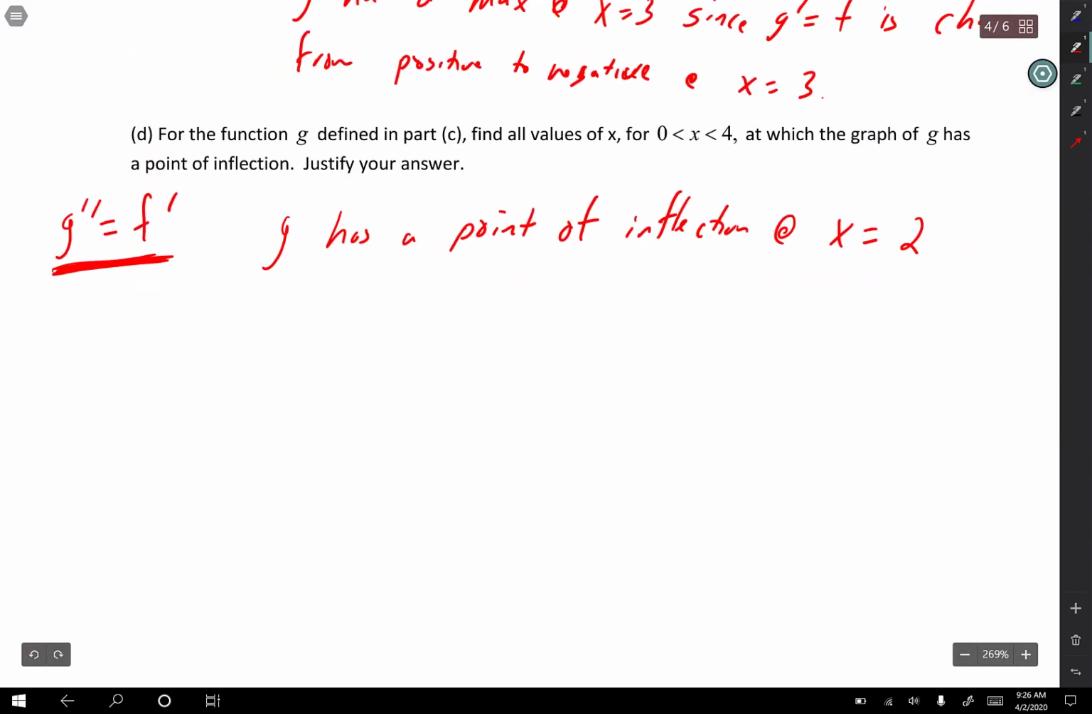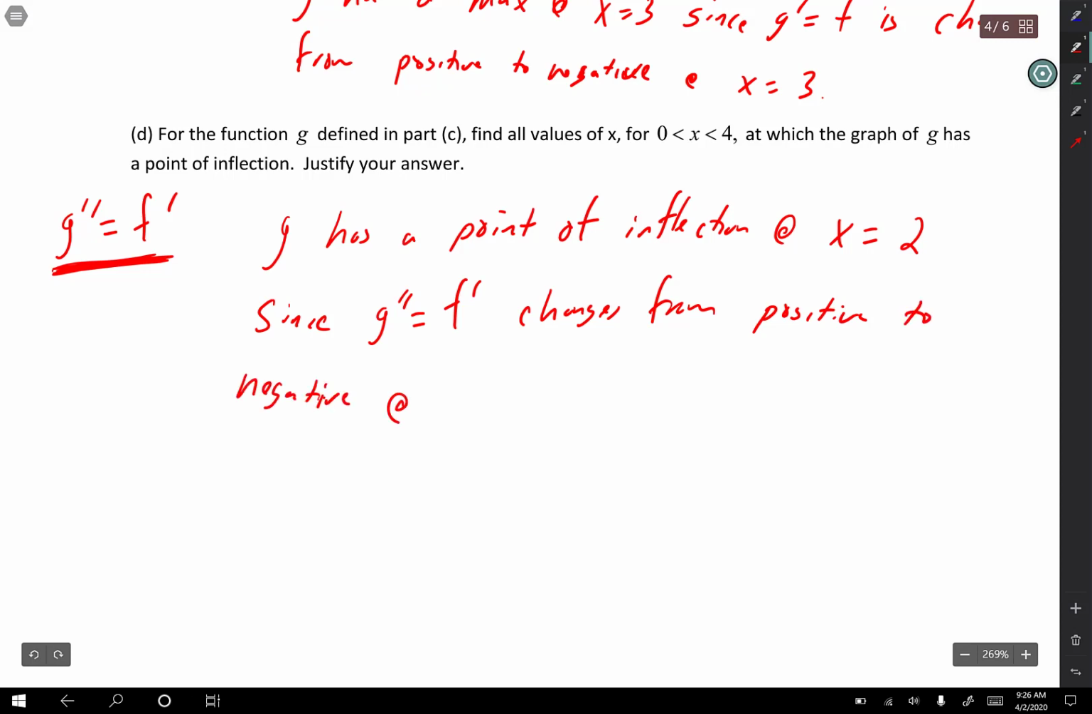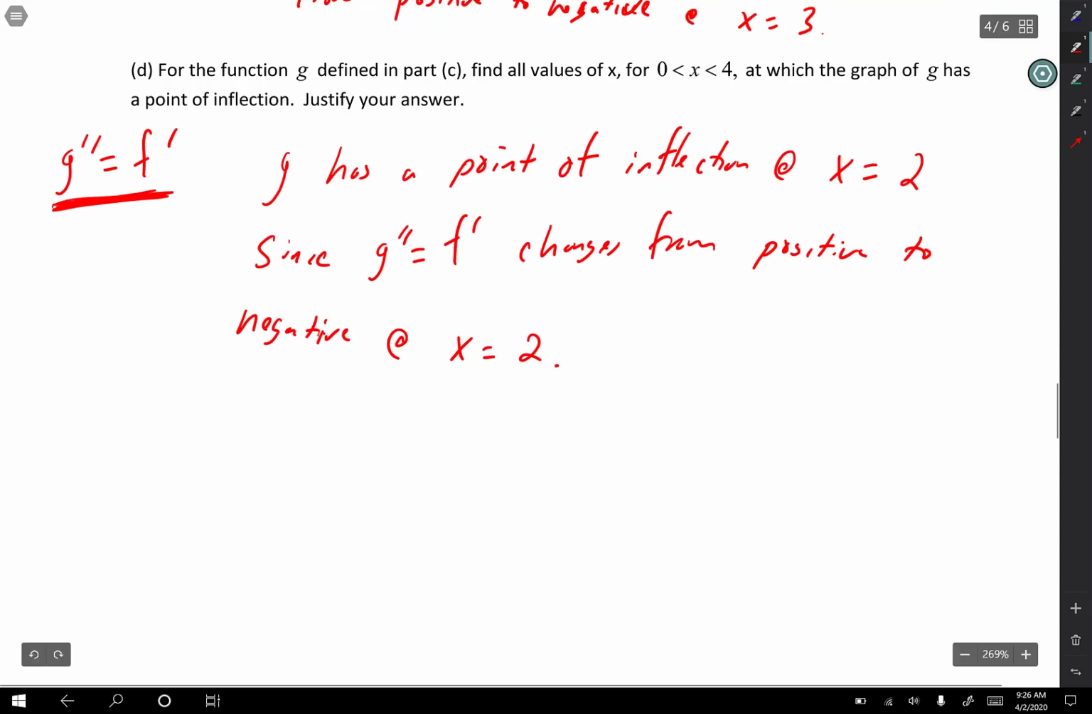At x equals 2, since g prime prime, which equals f prime, changes from positive to negative at x equals 2. All right, perfect. I think that's full credit, and let's keep going.